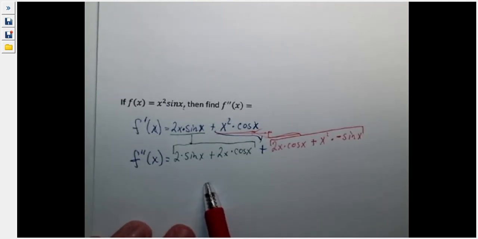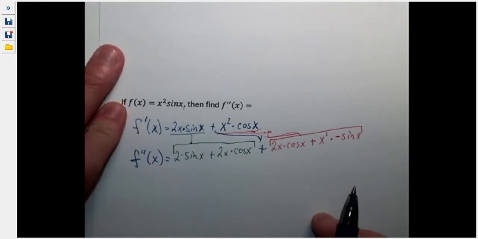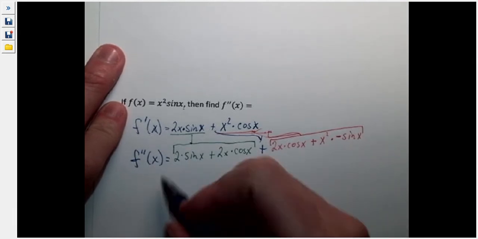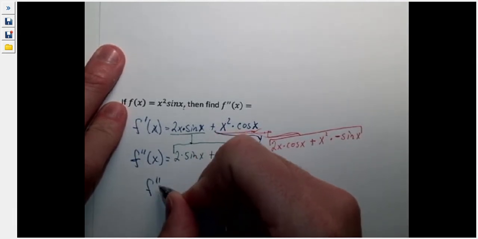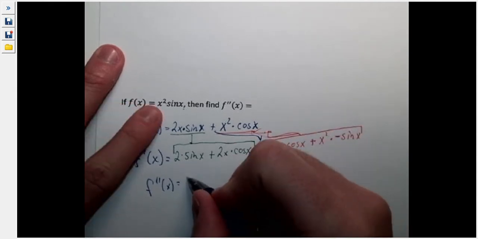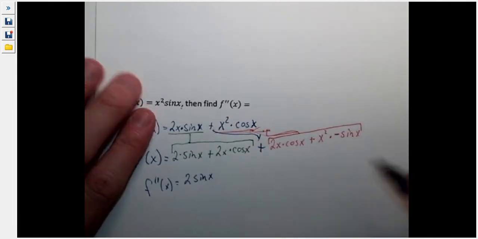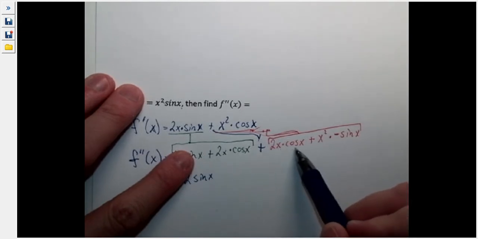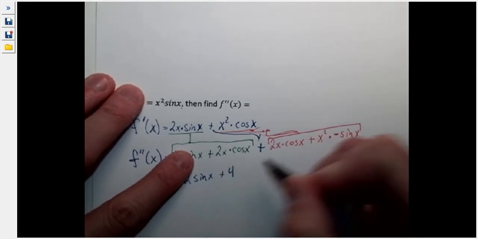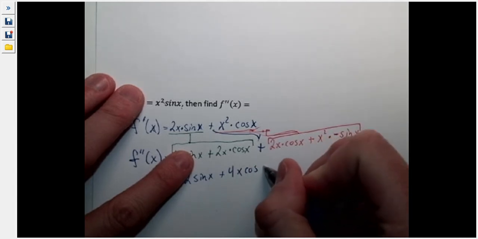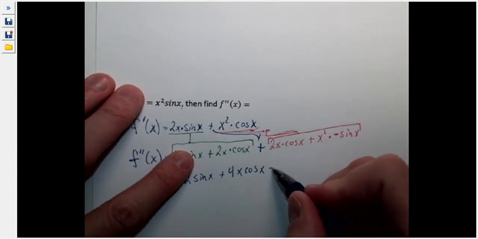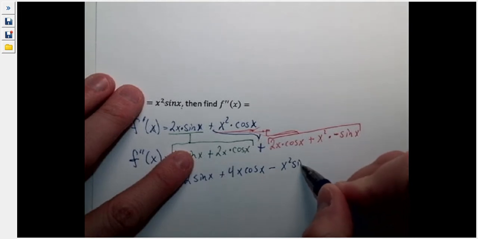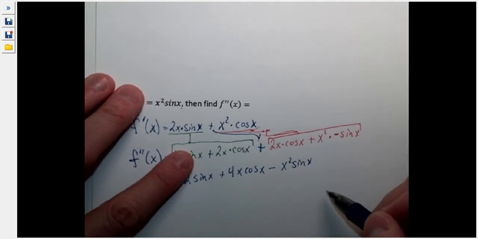Okay? So here we can see that we've got some simplifying we can do. Again, we're still following our four rules. So we took the derivative, now we simplify. So f double prime of x is 2 sine x. Then we have 2x cosine x plus 2x cosine x, which is 4x cosine x, minus x squared sine x, because the negative makes this negative.